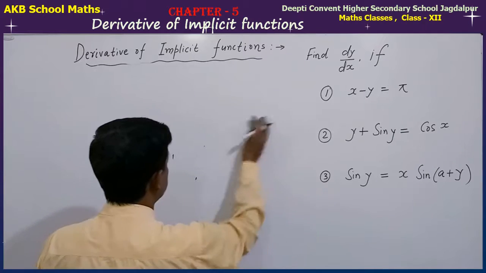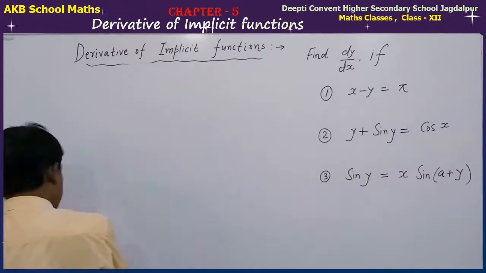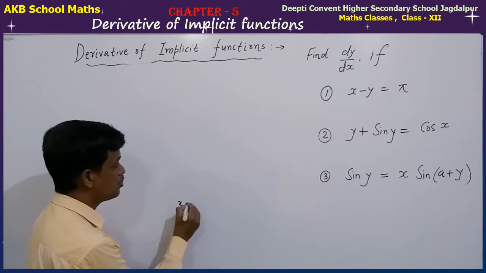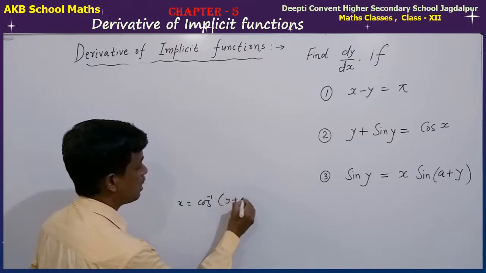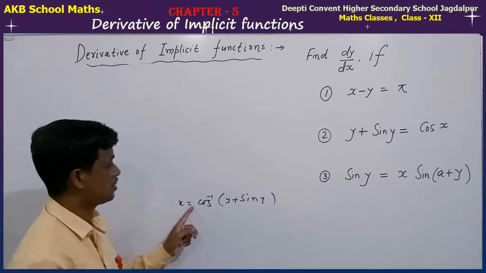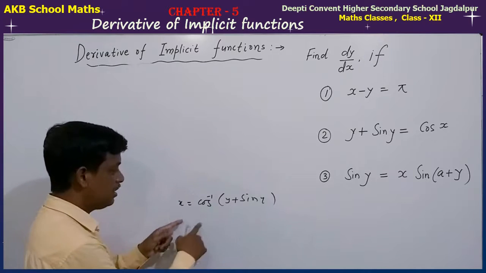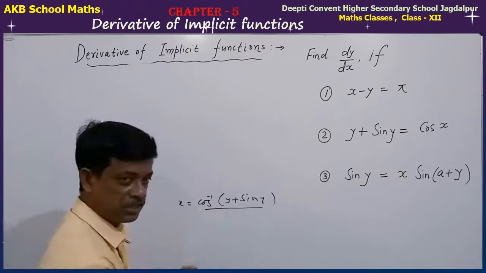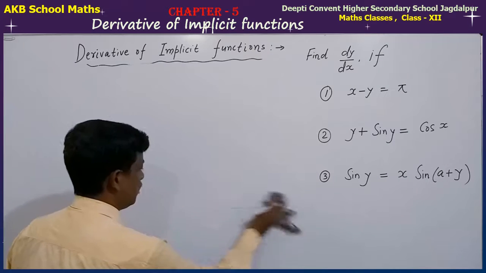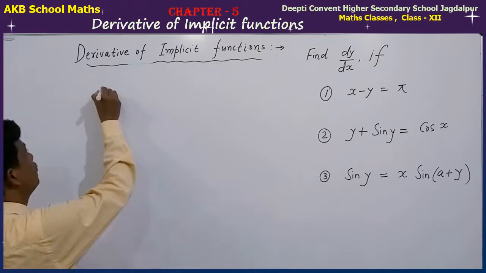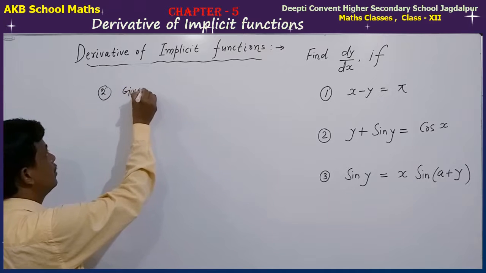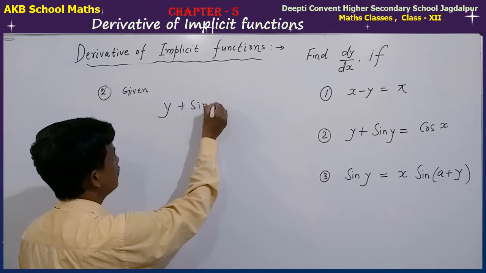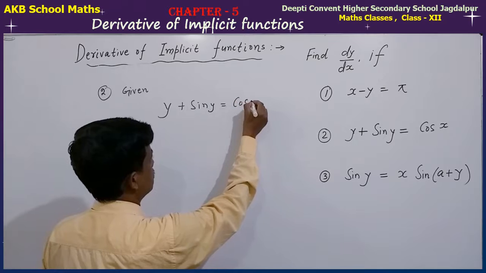How can we find the derivative dy by dx? Here we can convert it into explicit form, like x equals cos inverse y plus sin y. That is, x is a function of y, but differentiating it with respect to x will be very tedious, a big process. So we are not adopting this. Here, what is given? y plus sin y equals cos x.